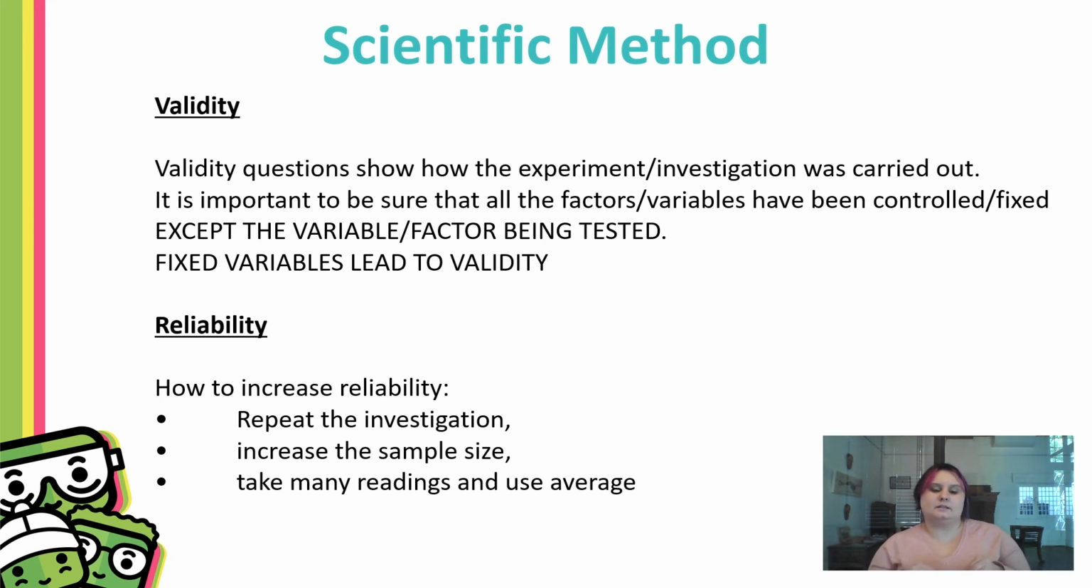So reliability, how you increase or make something more reliable, is the same for any experiment. However, validity is different because your fixed variables will be different depending on what the experiment is that you are carrying out. All right, so that was some revision points on some general stuff, as well as looking at evolution and genetics.